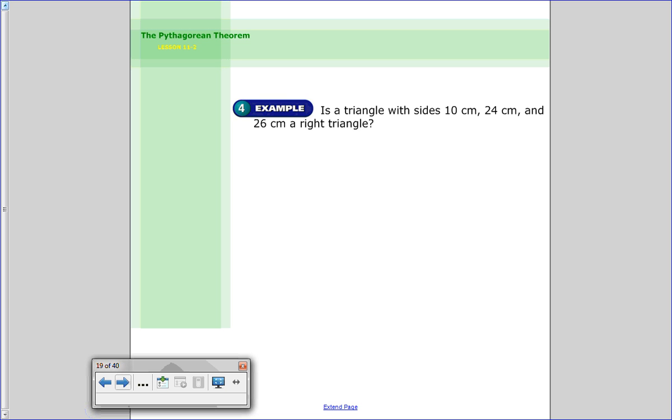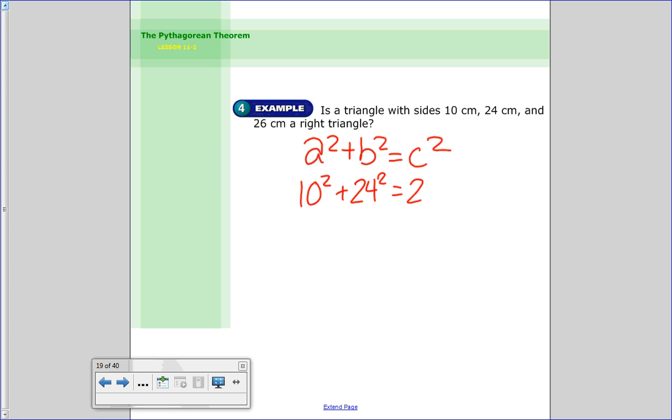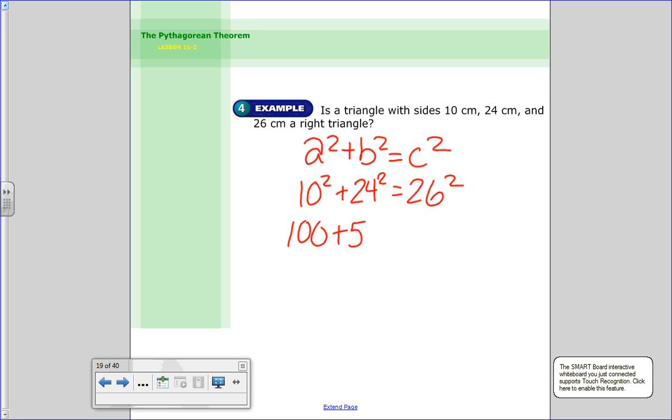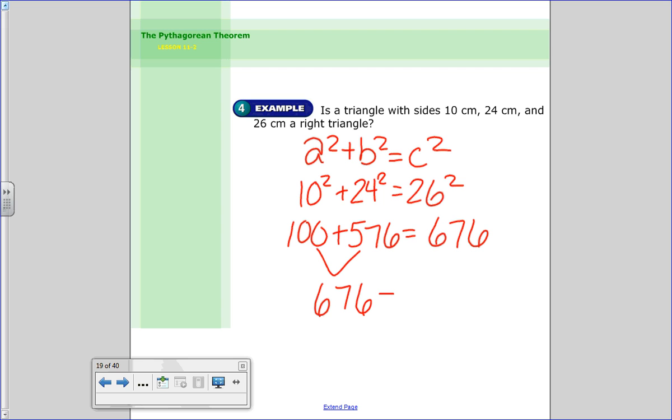All right, let's go ahead and check it. So a squared plus b squared is c squared. So 10 and 24 are my smallest numbers, so I put those in. So then I do the squaring. 10 squared is 100. All right, little problems with my smartboard, but it's back now. 24 squared is 576, and 26 squared is 676. So 100 plus 576 is 676. And look at that. Both sides are in fact equal, so yes, it is a right triangle.